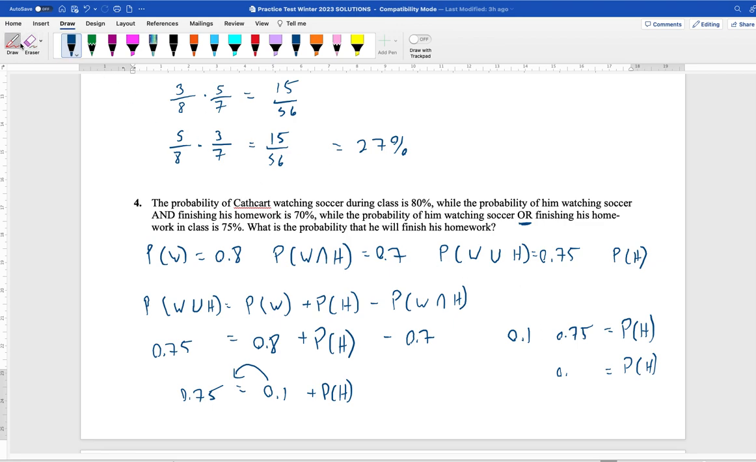Oh, I messed up here. I wrote it backwards. This should be 0.75 minus 0.1, which equals 0.65. Okay. So that is our answer there, or 65%.